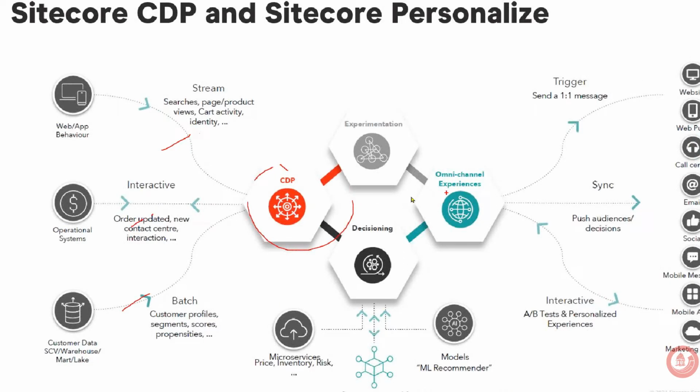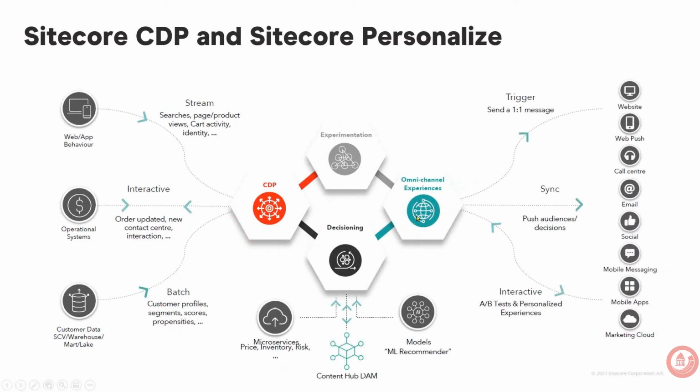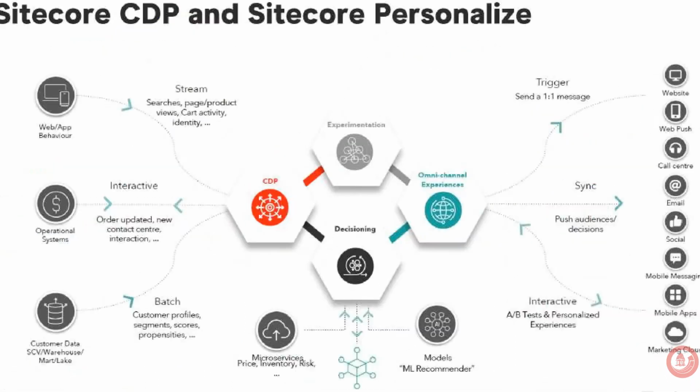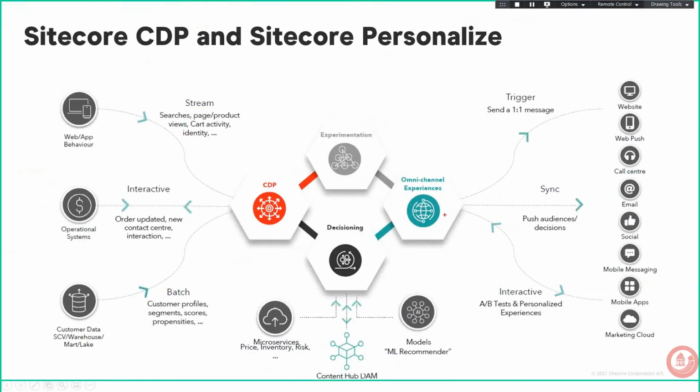Once you have the data, you can put the data to work using these omnichannel experiences, and you can also connect to a decisioning model where you can connect to AI models and your internal APIs. We'll talk about that in the next session. But in today's session, we are going to talk more about how you can provide the omnichannel experiences using Sitecore Personalize. And this whole side is all Sitecore Personalize.